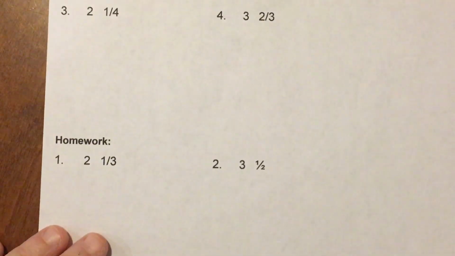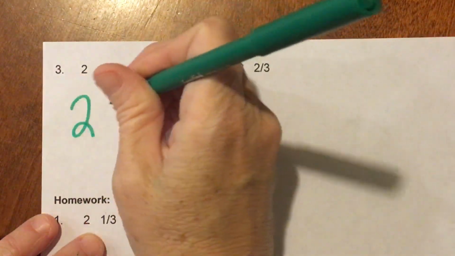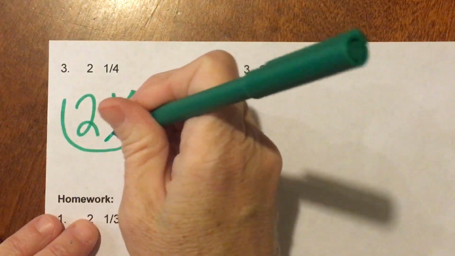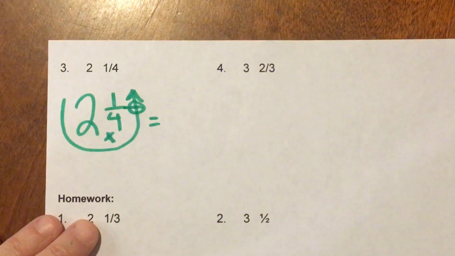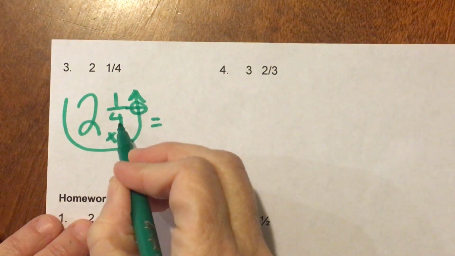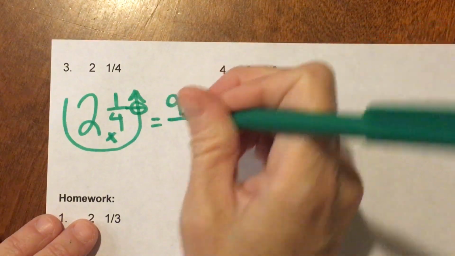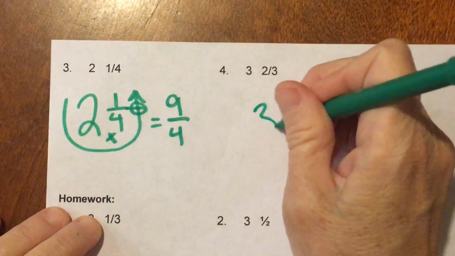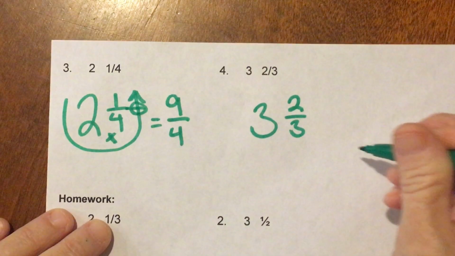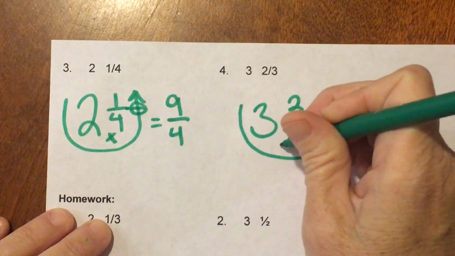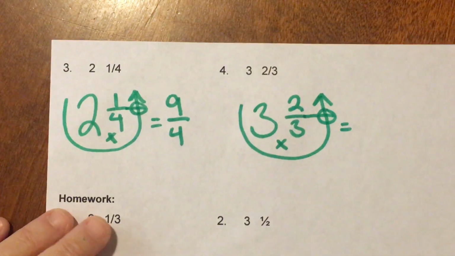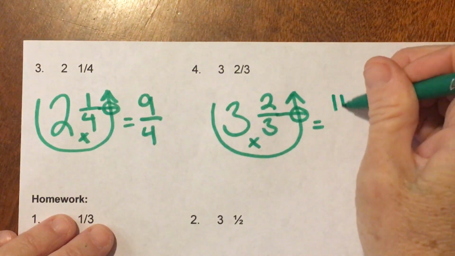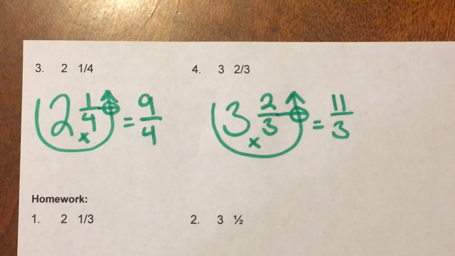Let's try 2 more. We have 2 1/4. Draw your U, add your signs, solve. 2 times 4 is 8, plus 1 is 9, and your denominator does not change. Last one you're stuck doing with me: 3 2/3. U, signs, solve. 3 times 3 is 9, plus 2 is 11, and the denominator does not change.